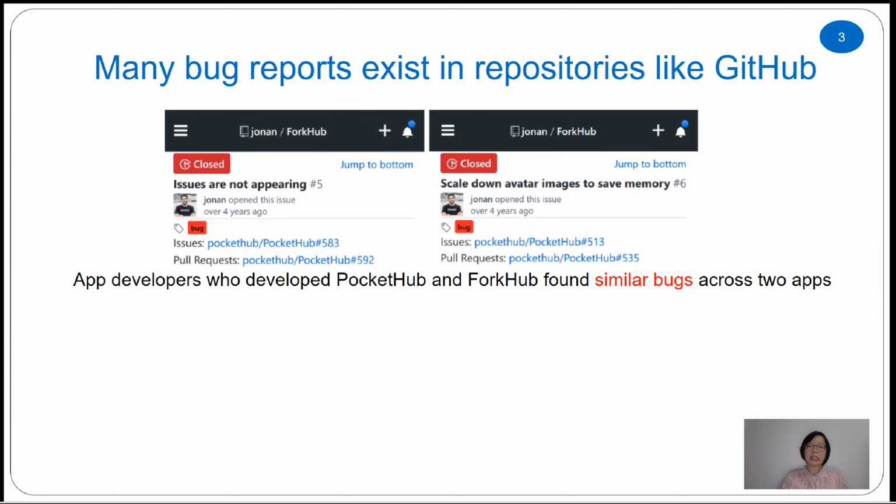Meanwhile, we realize that many bug reports actually exist in open source repositories like GitHub. In these two bug reports that you see here, the app developers who develop PocketHub and FortHub are able to find similar bugs across these two apps. While PocketHub and FortHub are both GitHub clients, it's quite expected that we can find these similar bugs across these two apps.